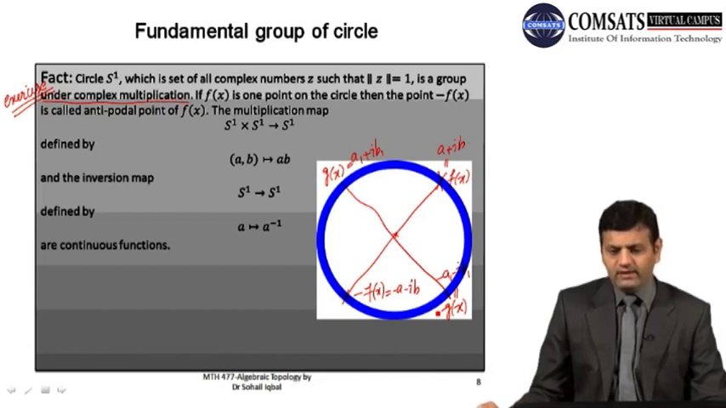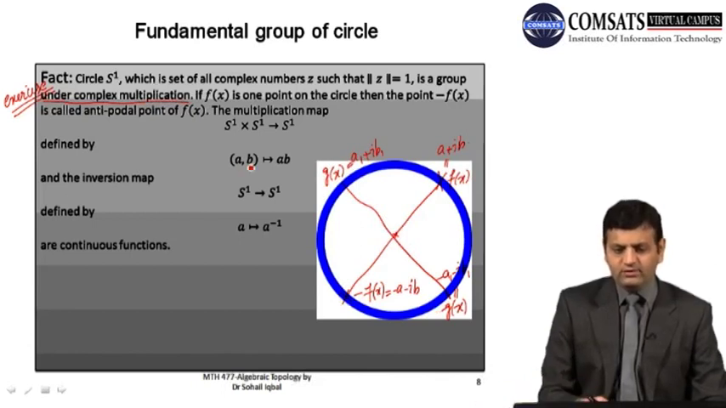Now consider the multiplication map defined by (a, b) goes to ab. So S1 is a topological space, and the product topology is S1 cross S1. So we have a map from one topological space to the other topological space, and the fact says, which we can easily prove but which is not going to be part of our course, that this map is a continuous map.